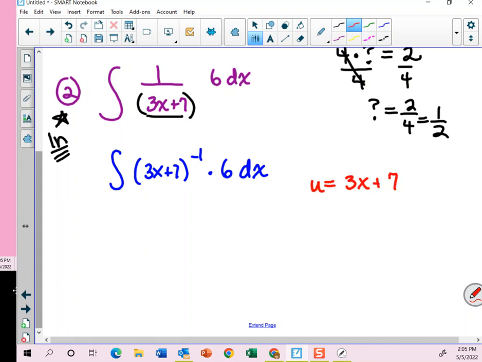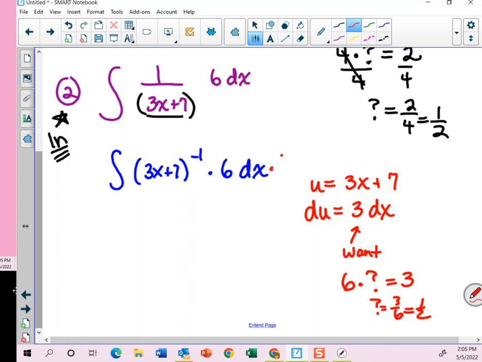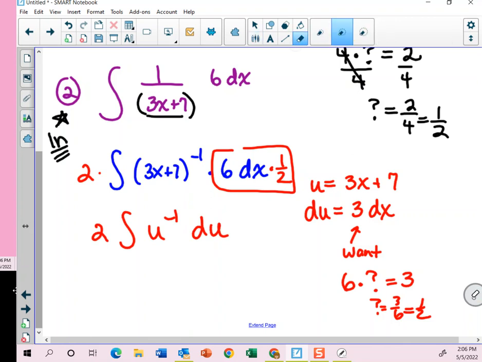All right, so u is 3x plus 7. du would be 3dx. I've got a 6. I want it to be a 3. 6 times something gives me 3. Once again, one of my favorite combinations, just a little bit of a half in there. So a half in there will make that work out to be a 3dx that I want. 2 right there. So this is 2 u to the -1 du.